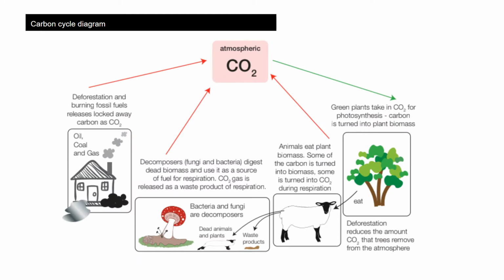Okay, here's a sample diagram of the carbon cycle, and if you're looking at it, 3 red arrows are all bringing carbon dioxide or carbon back to the atmosphere, and only 1 green arrow taking carbon dioxide or carbon atoms out of the atmosphere. So photosynthesis is the only process that can take carbon out of the atmosphere.